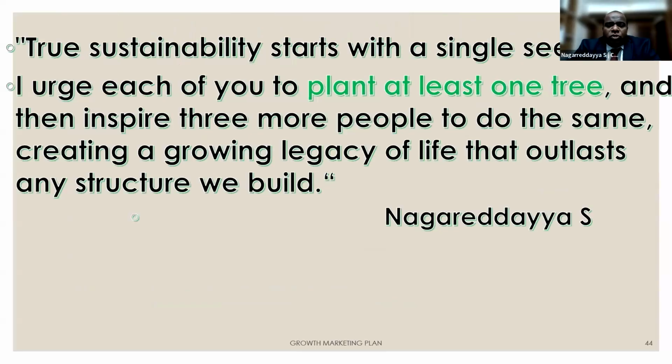So I am giving my concluding remarks. True sustainability starts with a single seed. I urge each of you to plant at least one tree and then inspire three more people to do the same, creating a growing legacy of life that outlasts any structure we build.